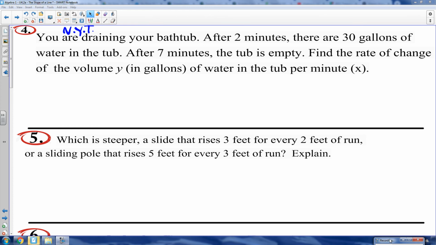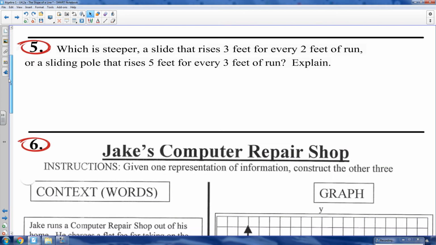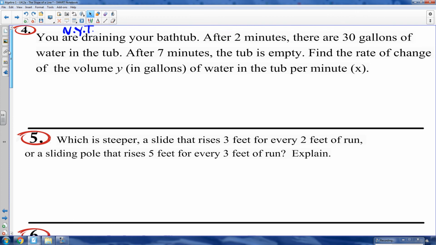You're trying to find the rate of change of the volume per minute. So, you know, change in y over change in x. Change in volume over change in time. So that's what's going on there. So pause the video, give that a shot. I want to keep moving, so I keep this video as short as possible. That's an important one, so try number 4.